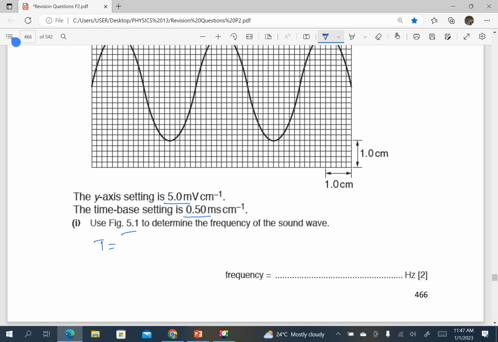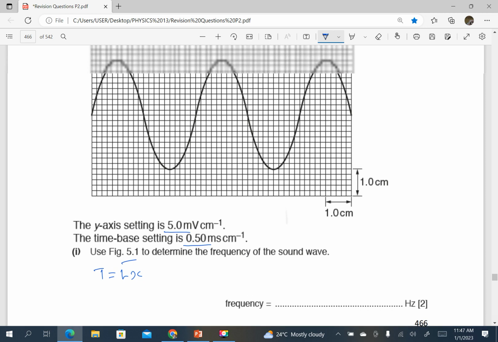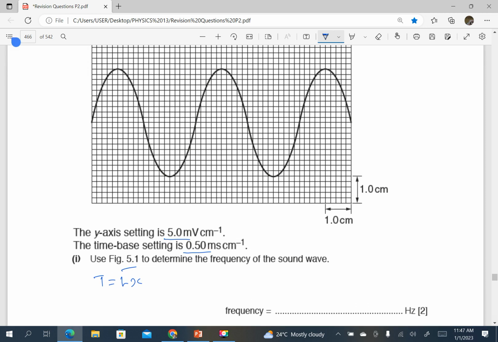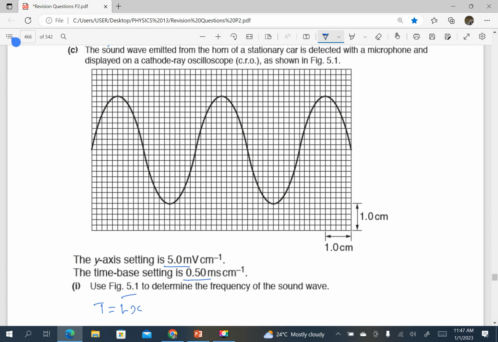And remember, I said the period is going to be L times X. L is the length representing one cycle, and X is the time-based setting. So let's look for one cycle from here. I will draw a horizontal line within the wave so that it is easier for me to find one cycle. One cycle is easy to find, I guess.